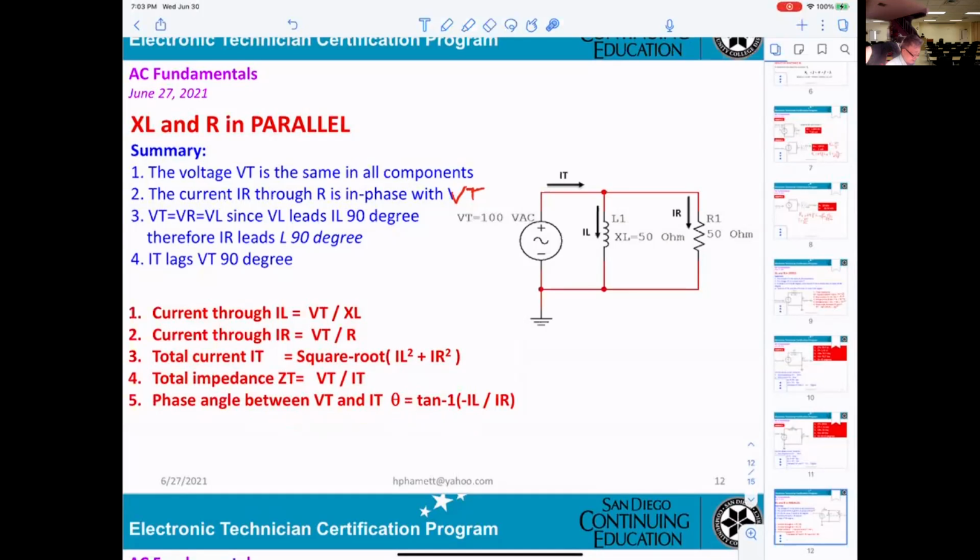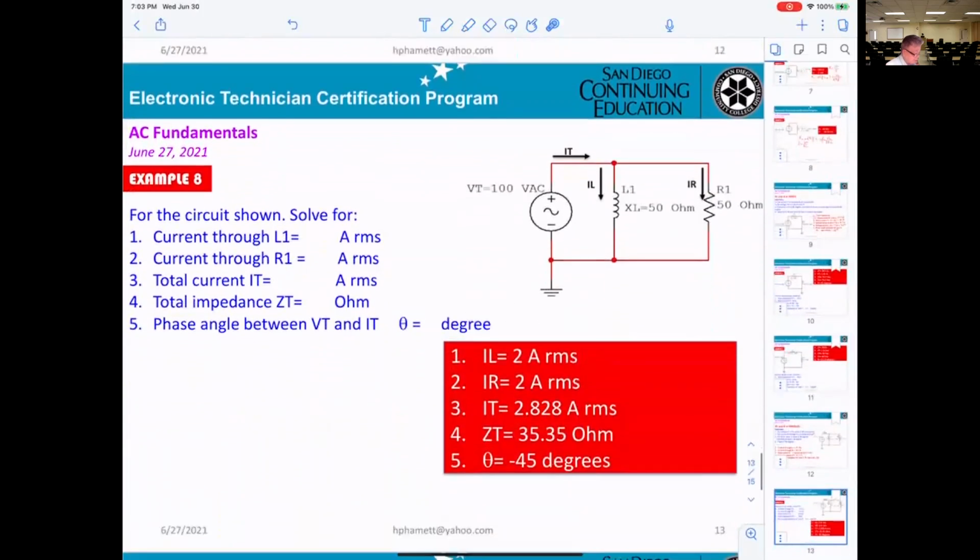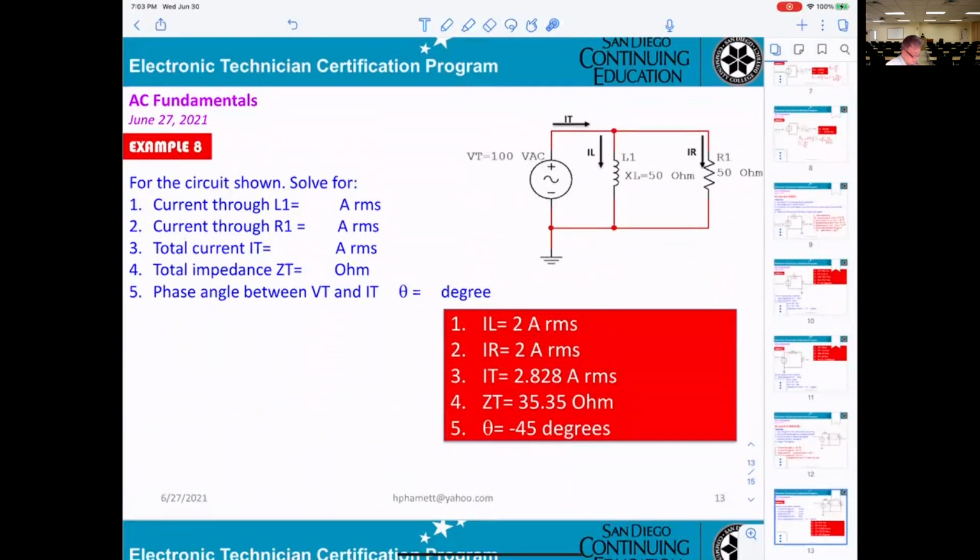Okay, let's see, do they do any calculation here? Now in this calculation, if you're doing it the right way, you can get IL = 2 A easily. 100 divided by 50, that's why 2 A. And also 100 divided by 50 ohm R, you get 2 A. If you want to calculate the I total, it will be the square root of IL squared plus IR squared.